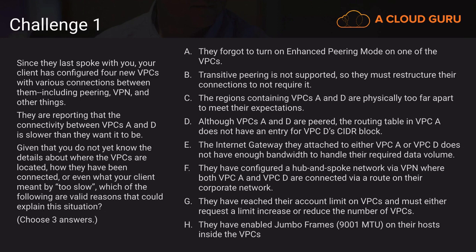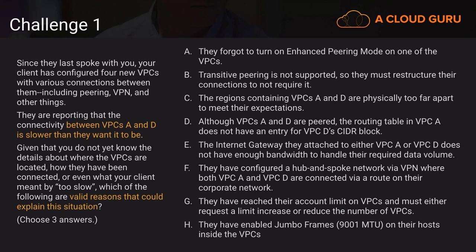So if we look at the question, we have two main pieces here that we want to pay attention to. One is that the connectivity between VPC A and D is slower than they want it to be. So it doesn't say that it's non-existent, it's just slower than they want it to be. Now, slow is a relative term, but let's set that aside for now. And we're asked to select some valid reasons that might explain this situation. So we have to choose 3.